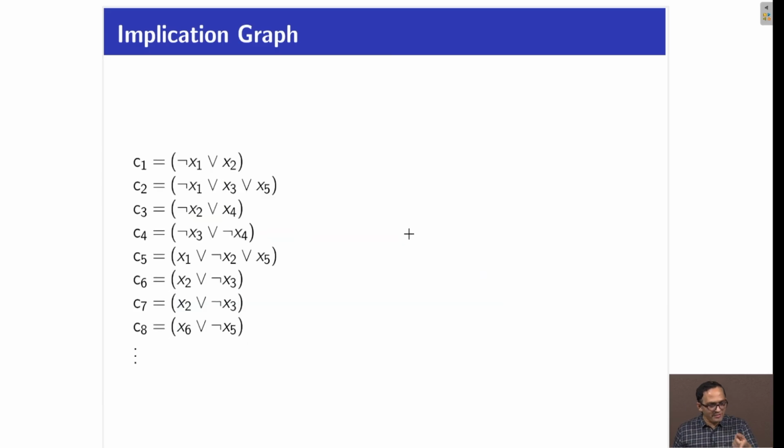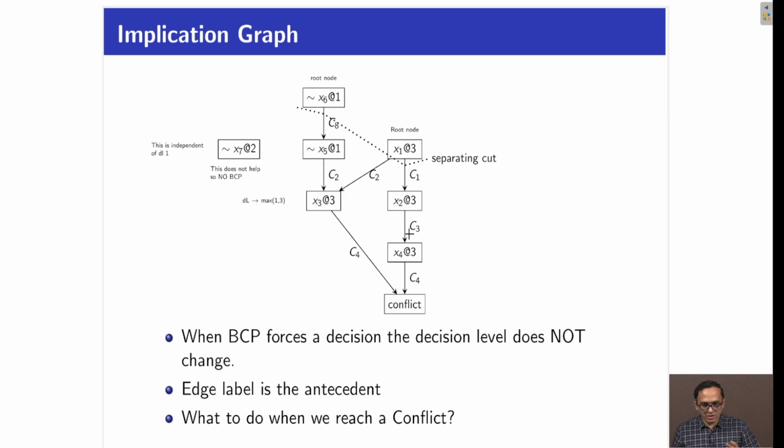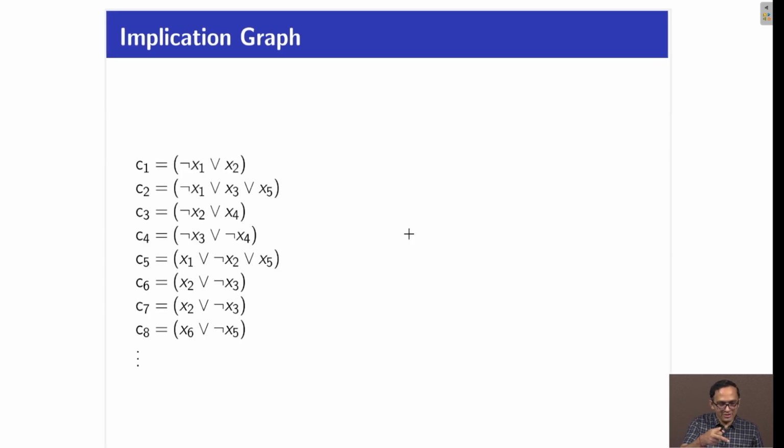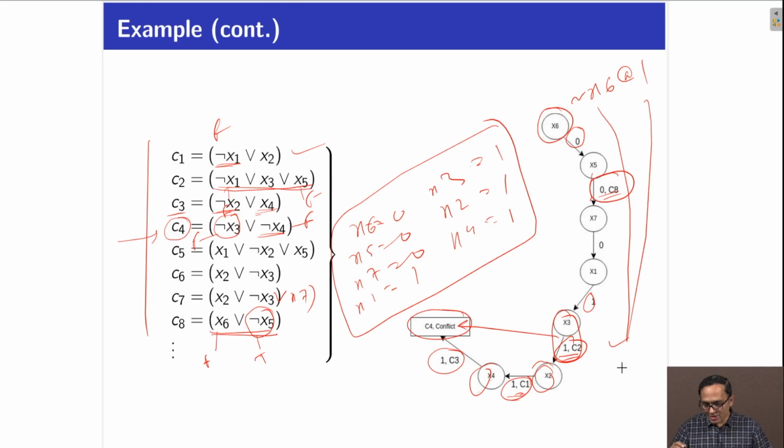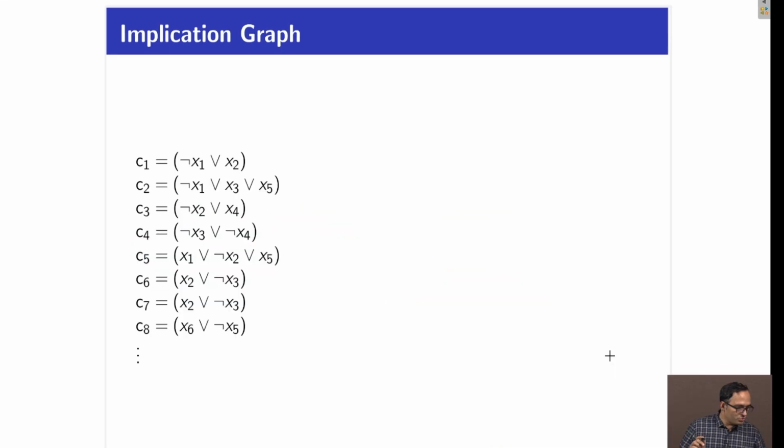So, let me take the same example and try to show you what is happening, right. I will take the same example and construct the same decisions I have made here, but I will construct the implication graph. Initially, I have taken x6 equal to 0, right. So, I will create a node like this, not of x6 at decision level 1, because at decision level 1 x6 equal to 0.